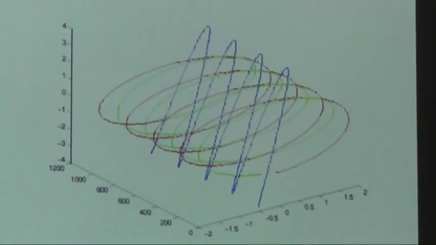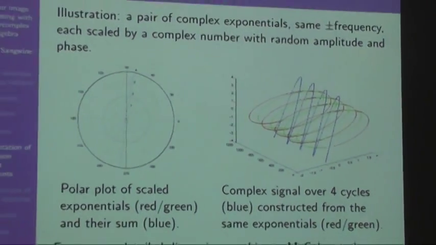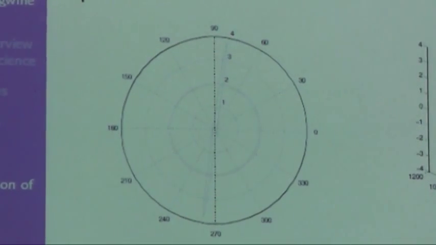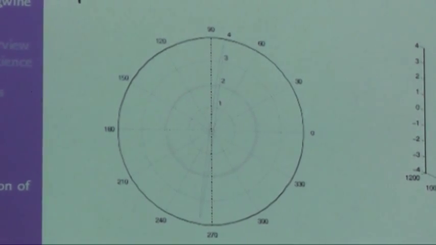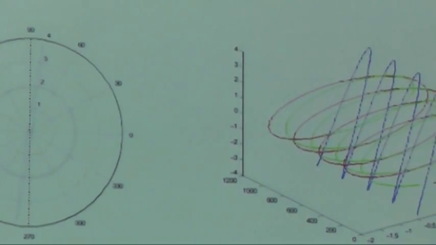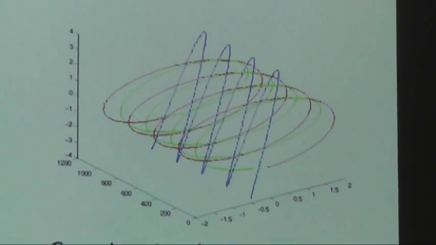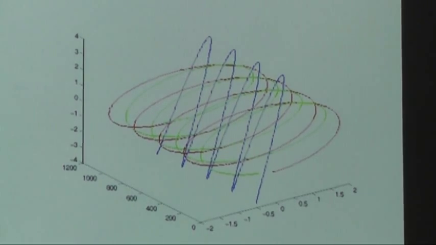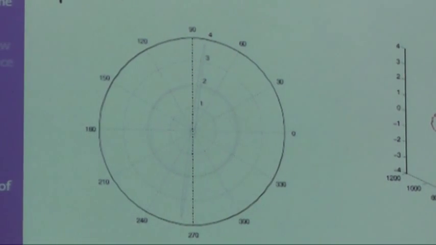The second slide shows a different case. Same thing, different random amplitude, different random phase, and now we get a different signal. This time the two combine to produce a very narrow ellipse. So we get an oscillation which is almost in a plane, shown in blue, but seen end on in the polar plot, there's a very thin, narrow ellipse. Okay, so that's the complex case.